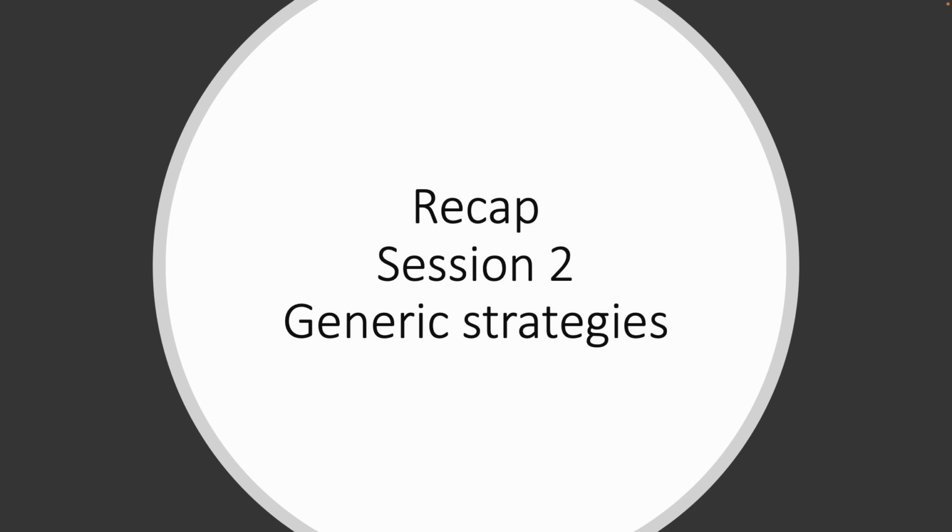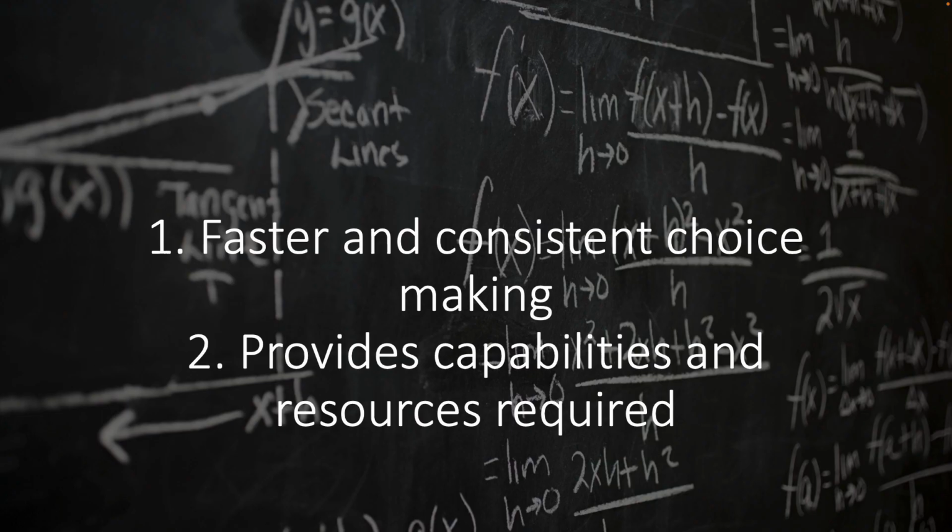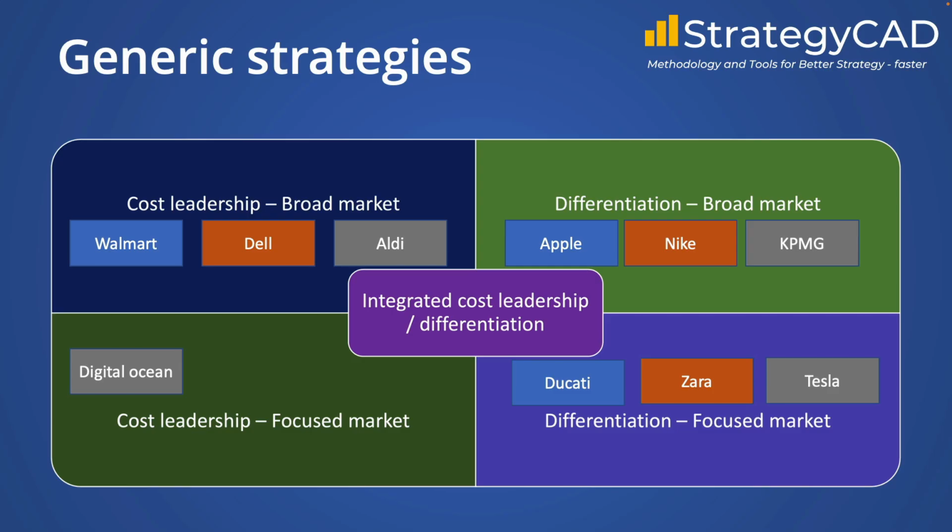We asked the question, why generic strategies? We demonstrated that generic strategies enable faster and consistent choice making and they can help you identify what capabilities and resources are required to fulfill the strategies. We then discussed the two major ways to compete. These were either cost leadership or differentiation. You saw that some people make it a little more complex by deciding on the scope of the strategy. You can have broad market or focused market.